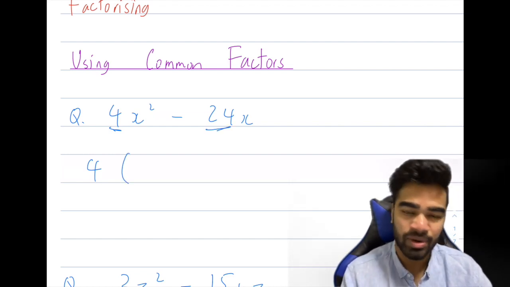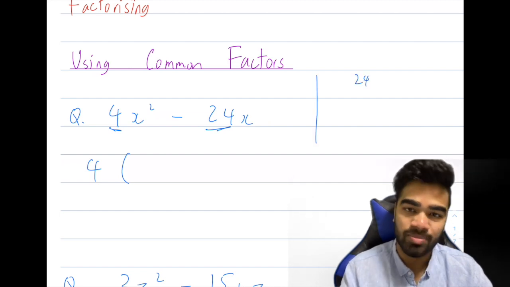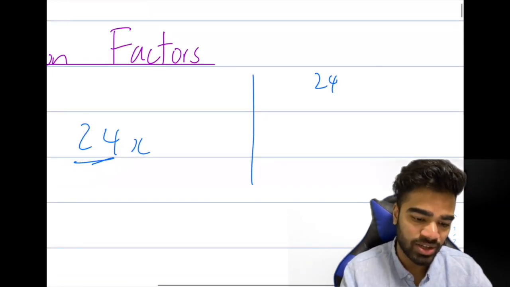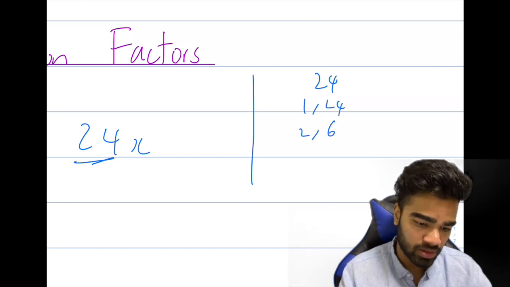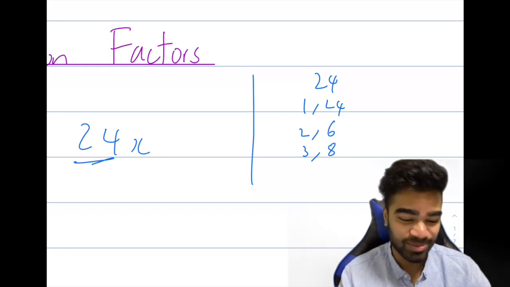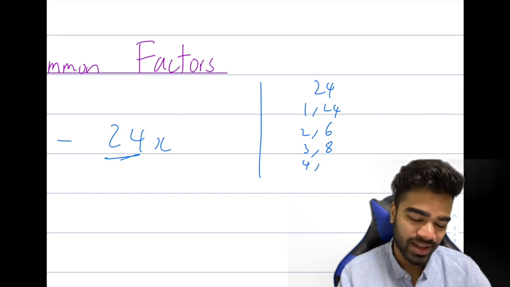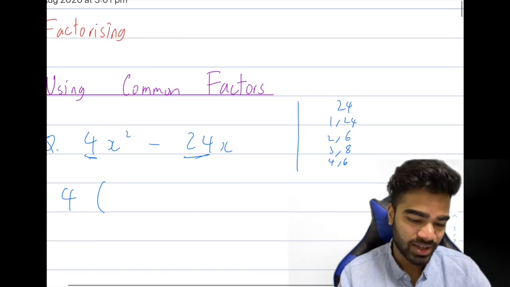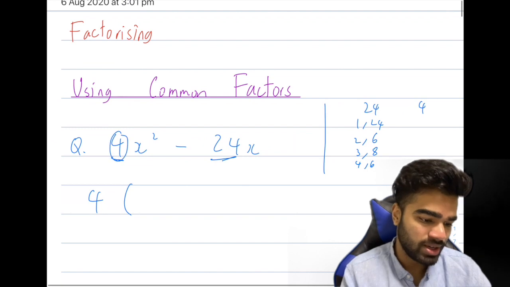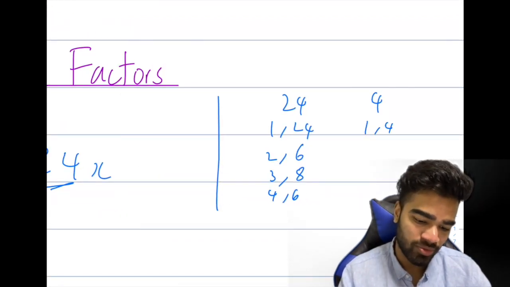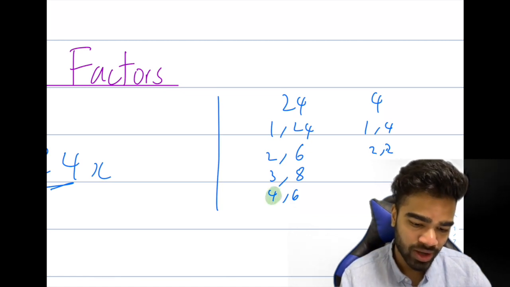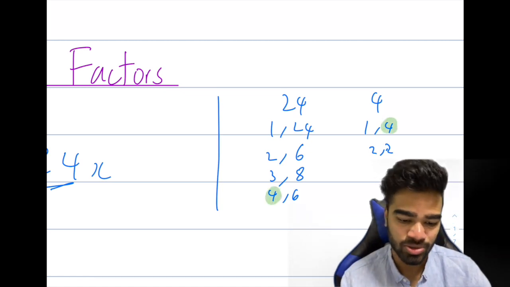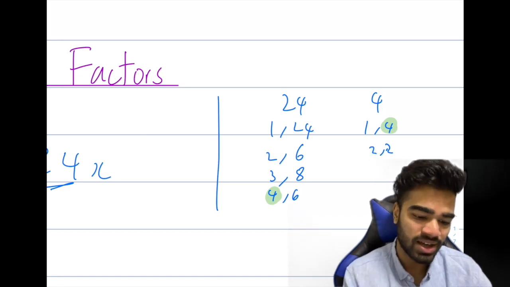Factors, by the way, if you didn't know, are numbers that multiply to the original number. So factors of 24 are 1 and 24, 2 and 12, 3 and 8, and then 4 and 6. 6 times 4 is 24. And the other number is 4 over here. So factors of 4 are just 1 and 4, and 2 and 2. What's the common factor? You can see 4 is common. We always take the highest one possible. I can see that 2 is common, but we always take the highest one possible.